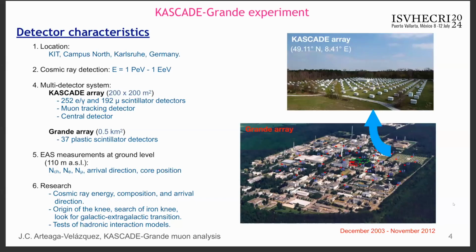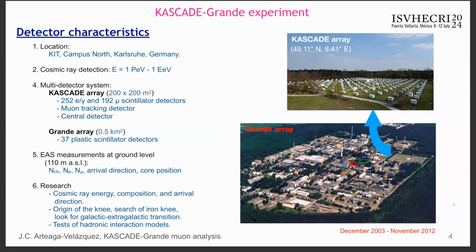Regarding the characteristics of the detector, KASCADE-Grande was an extensive air shower observatory located on the grounds of the KIT in Karlsruhe, Germany. It took data between December 2003 and November 2012. It was dedicated to studying cosmic rays with energies between 10 to the 15 electron volts and 10 to the 18 electron volts approximately.